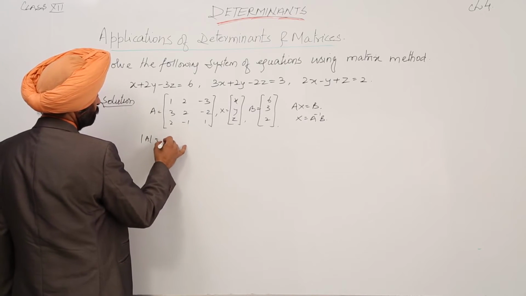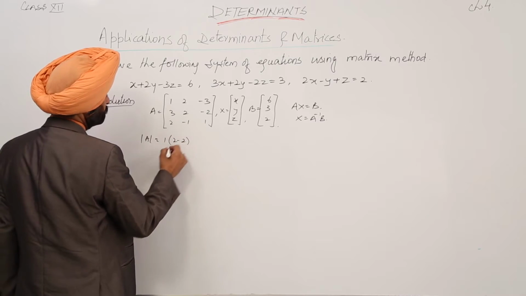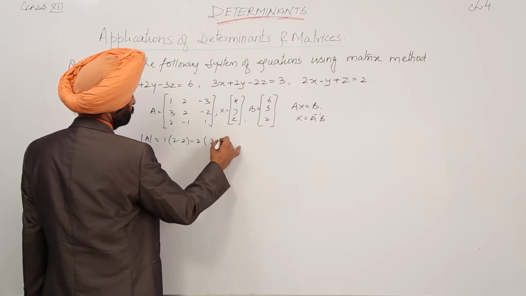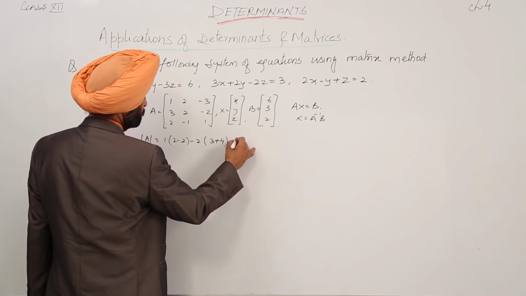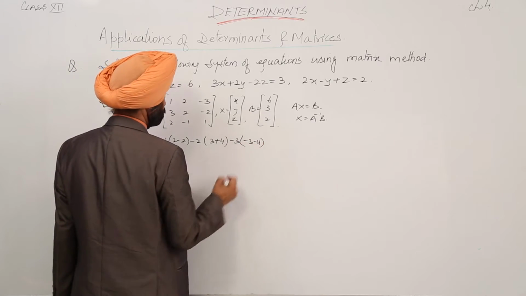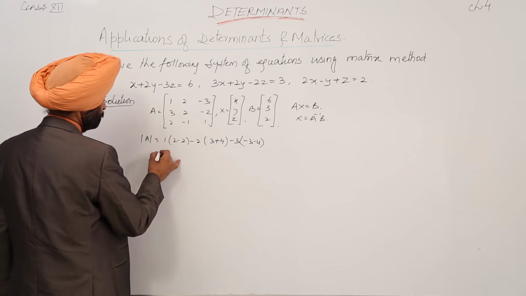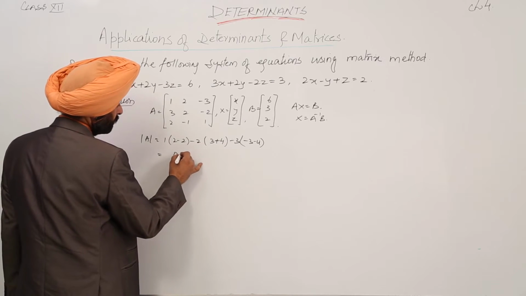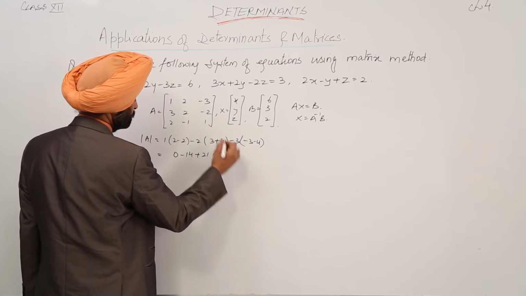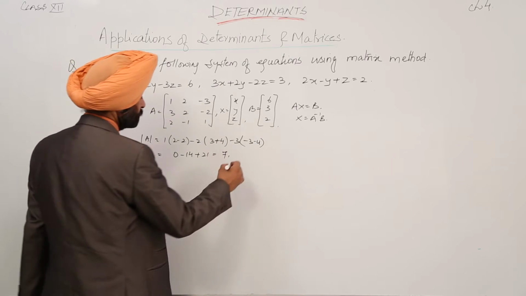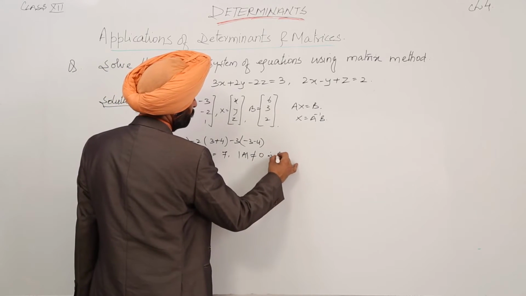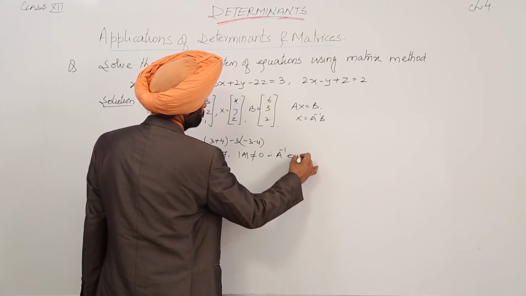After this, we are going to find the determinant. Determinant of A is equal to 1 with 2 minus 2, minus 2 with 3 plus 4, minus 3 with minus 3 minus 4. So this becomes 0 minus 14 plus 21, which is equal to 7. So determinant of A is not equal to 0, therefore A inverse exists.